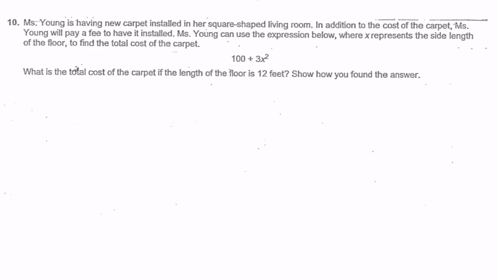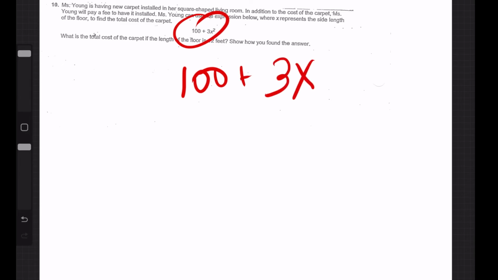Miss Young can use the expression below where x represents the side length of the floor to find the total cost of the carpet. So she's purchased the carpet, and I'm guessing it's $100, plus it's 3 times whatever the feet are squared. So let's figure out the math. The equation is 100, because we're just following this right here, 100 plus 3x, which is 3 times whatever the feet is, I guess it's $3 a foot to install, squared.